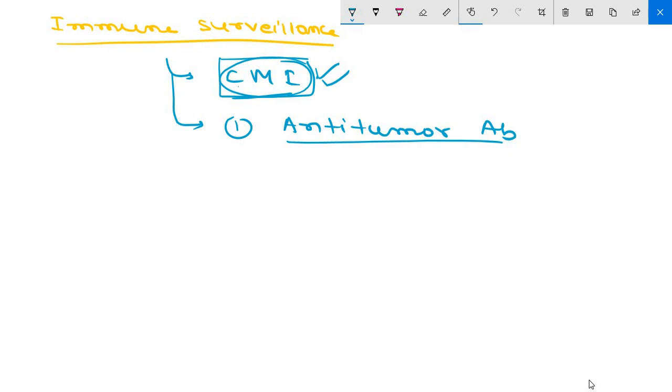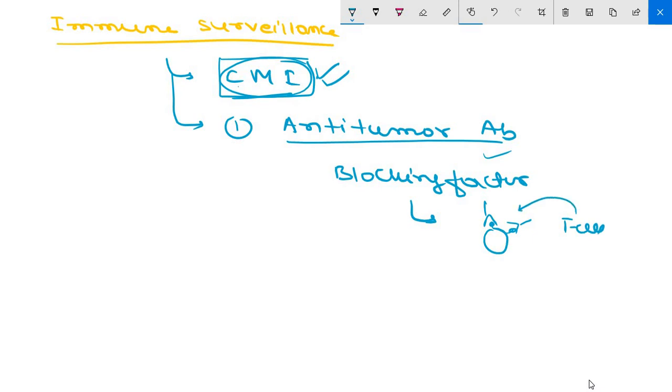How? There are two types of factors. The first one is your blocking factor. So anti-tumor antibody may act as a blocking factor. The antibody binds to tumor specific antigen and masks the antigen from cytotoxic T cell and NK cell. Suppose this is a tumor and its antigen is here. This anti-tumor antibody will come and bind to this antigen and does not allow your T cell to recognize these antigens. Okay, this is one mechanism acting as blocking factor.